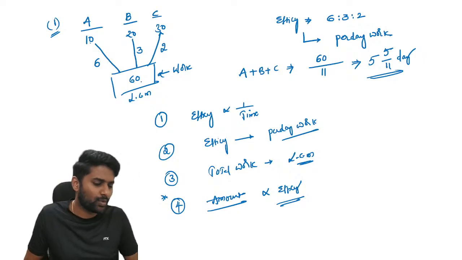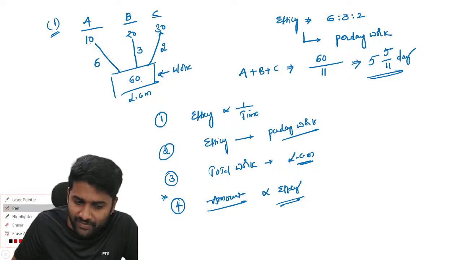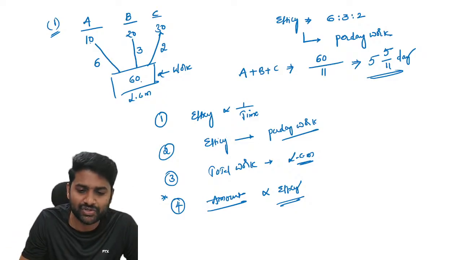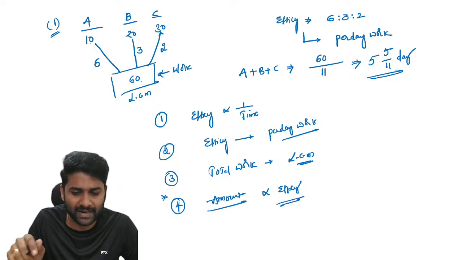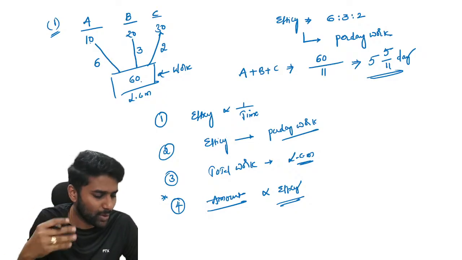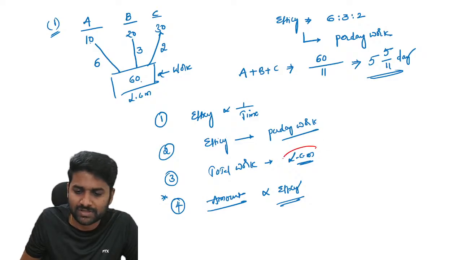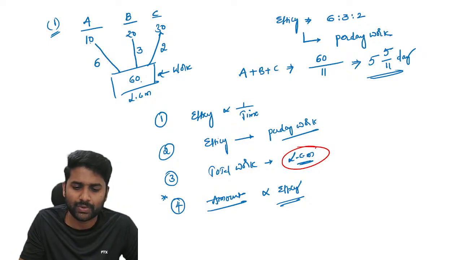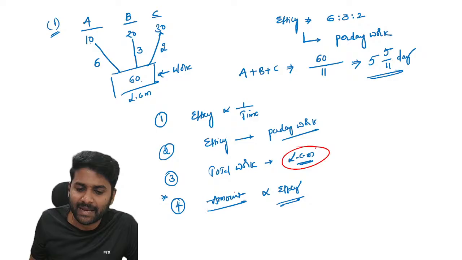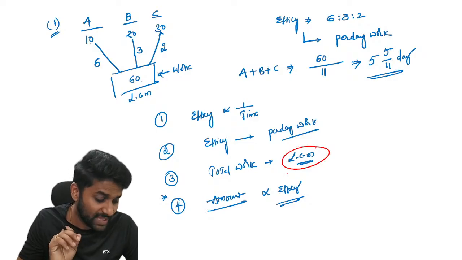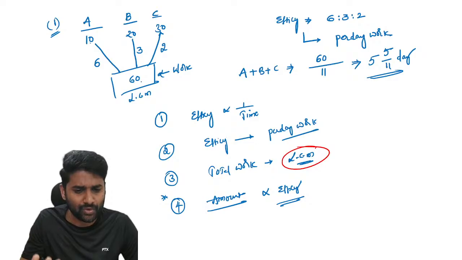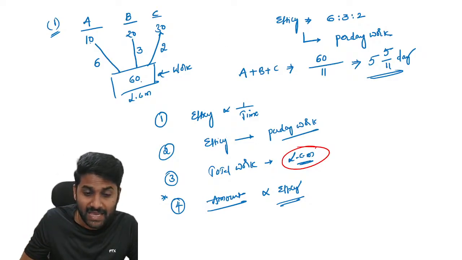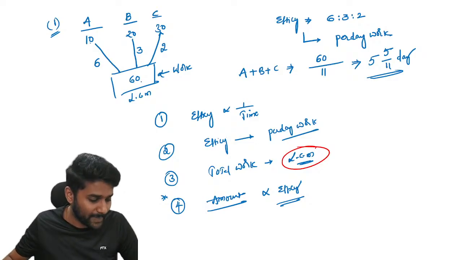So these are the four important points you should understand from the time and work concept. Efficiency to time is inversely proportional. Efficiency is all about per day work, and for the total work we have to assume one value. You can use the concept of LCM. If you have any amount in this work that you want to distribute among the people, then the amount is directly proportional to efficiency. So these are the four theoretical points you should understand from this concept. Again, remember guys, efficiency is all about per day work.